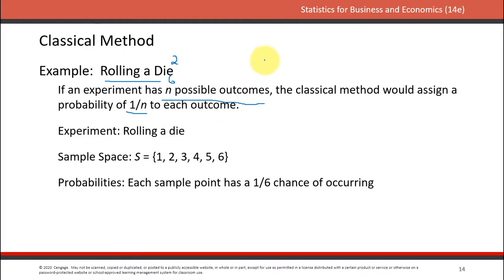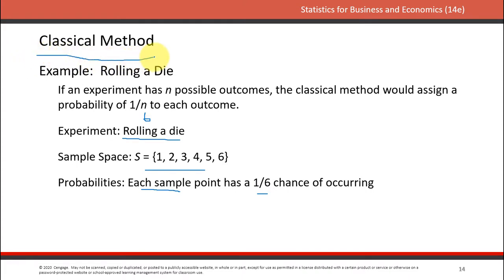So that's what we did. We said, what's the probability of getting an outcome of 2 when we roll a die? And we said it's 1/6, and that's because there are 6 possible outcomes, so n is equal to 6, and we got 1/6. So that was for the experiment of rolling a die. This was the sample space, and each sample point has a 1/6 chance of occurring. So this is called the classical method.